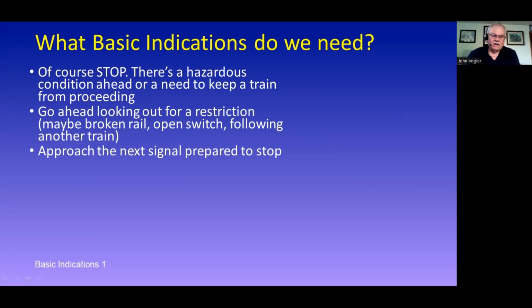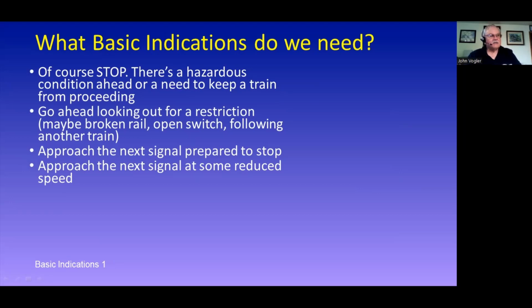We need an indication that says to approach the next signal prepared to stop. So we've got the signal there that's protecting the restriction, but we need to tell the train somehow to come up upon it and be prepared to stop, because he might not be able to see it from a distance, and he might not be able to get stopped if he does see it at the last minute. Again, that's on the prototype, not the model. We want to emulate it on the model, though. We need an aspect, an indication to say approach the next signal at some reduced speed. And I'll get into more of the details of that as we develop that one.